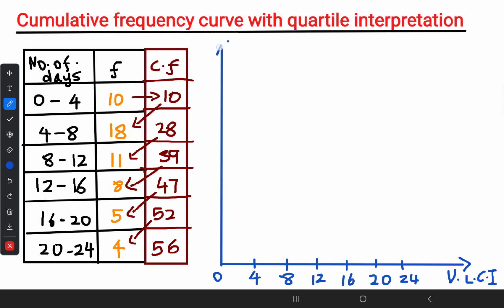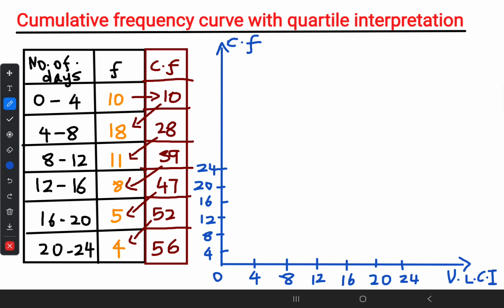Thereafter, in the vertical axis, cumulative frequency. It's simple. Do not exceed this limit. Keep your values within this limit. So 56, that means I can start from here. 4, 8, likewise I can do. The planning of this cumulative frequency axis totally belongs to you.